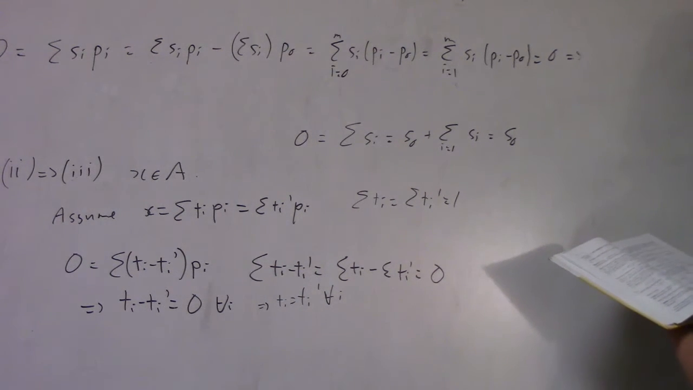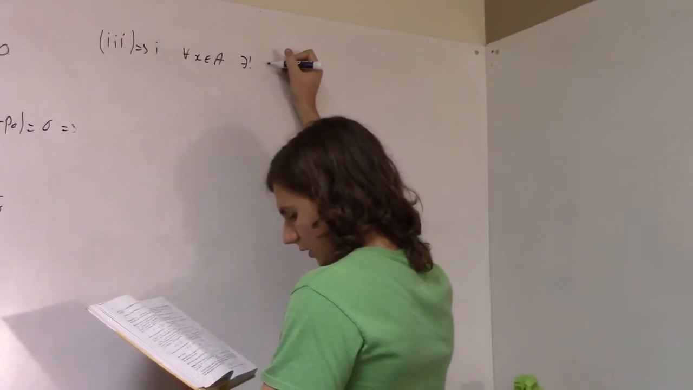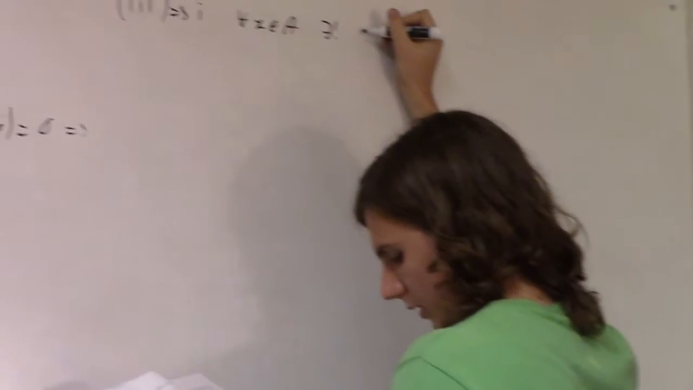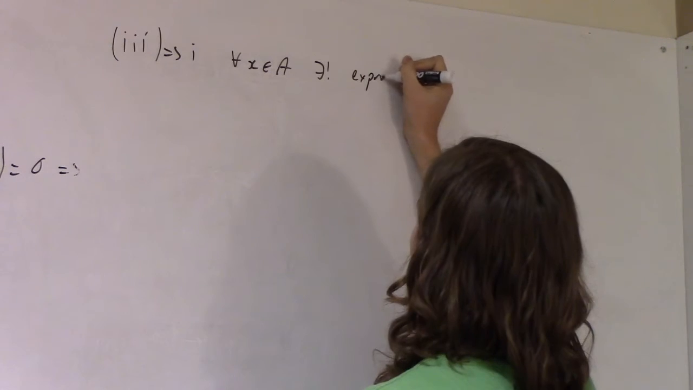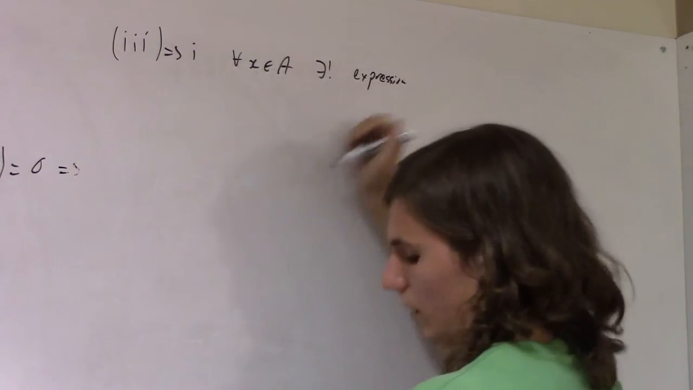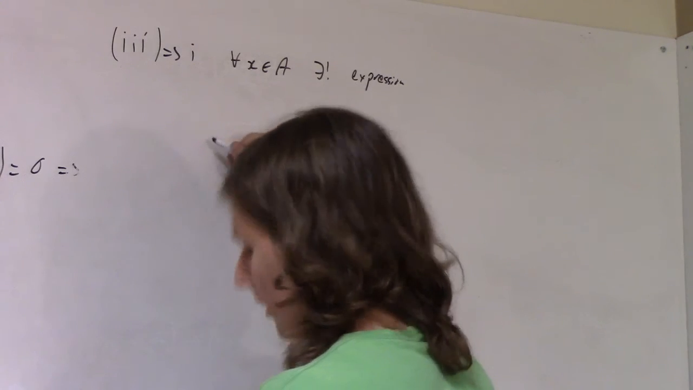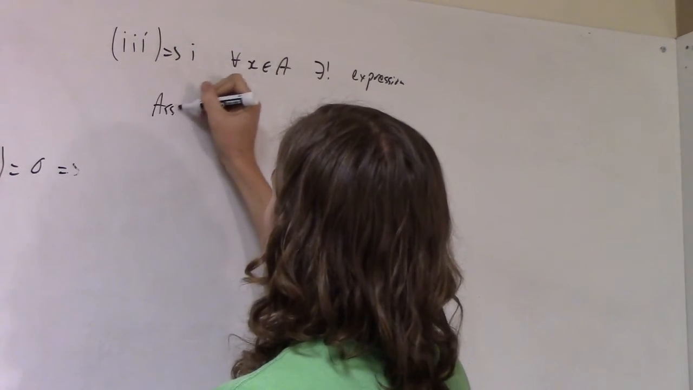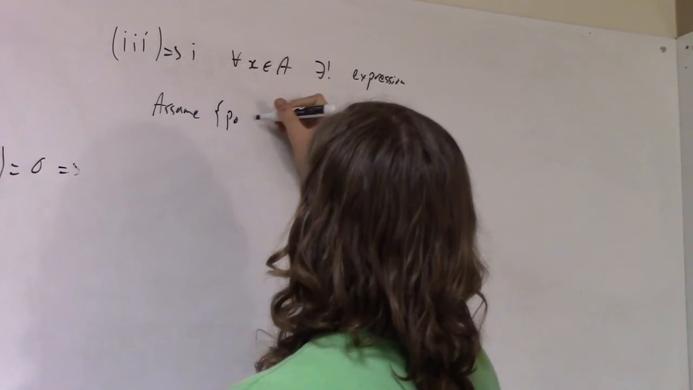that for all x, there's a unique combination, unique set of ti's, right? Expression as an affine combination. Okay, now we assume, gonna do a contradiction, that this is gonna be affine dependent.